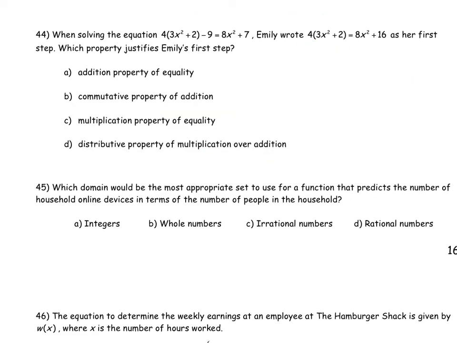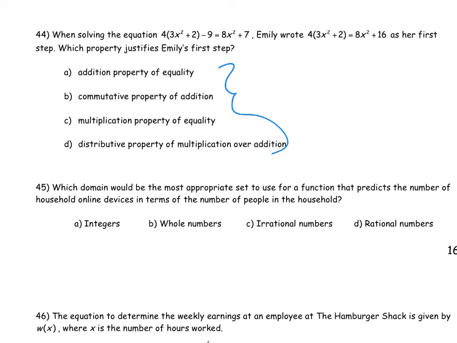Question number 44 is also a good question to take a look at. We have the following. Now guys, these equality properties are really important. There's one on every single Regents exam, at least one of these has come up. So let's see what we're looking at here. And I'm going to highlight the differences. Here we have her first step. We have 4 times 3x squared plus 2x minus 9 is equal to 8x squared plus 7. Here we have a quadratic.